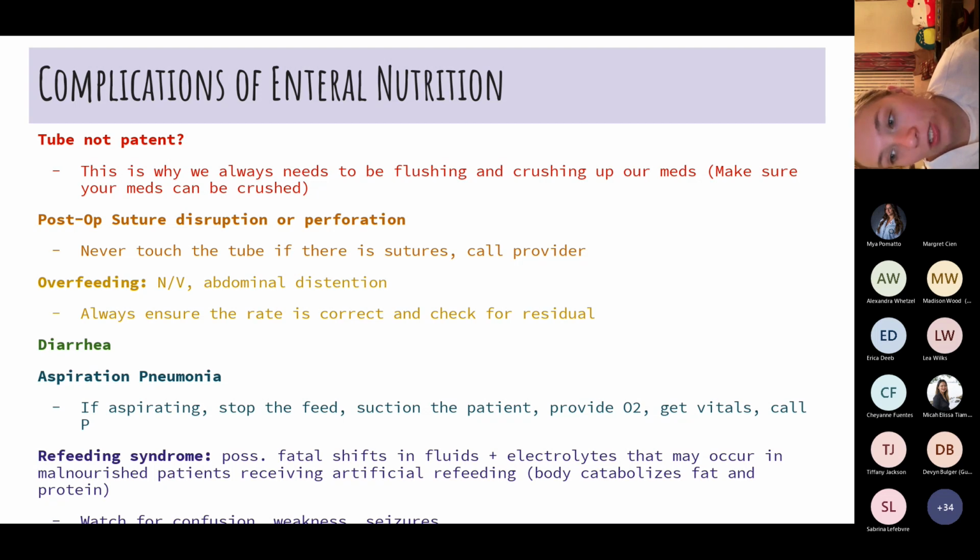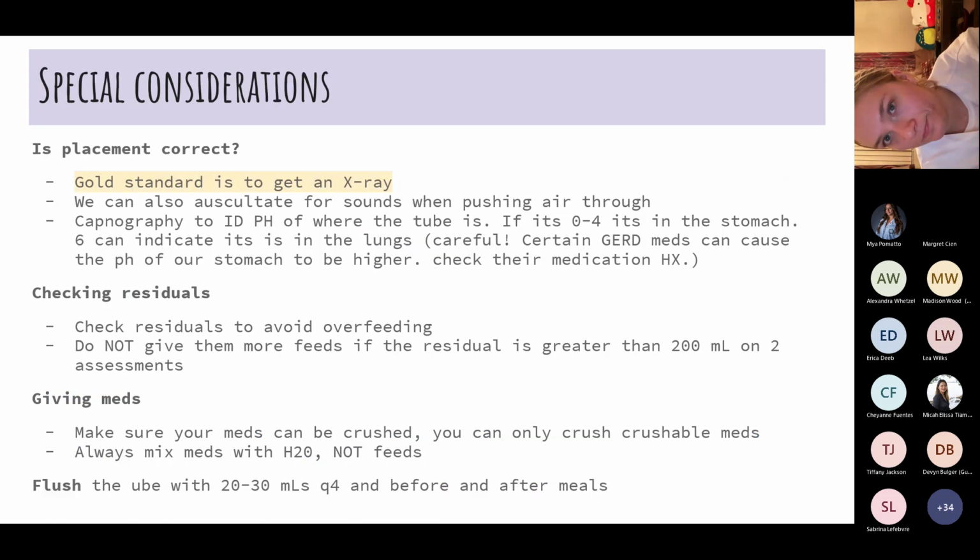Okay, aspiration pneumonia. We've talked about how we can keep our patients safe, but in the event they do aspirate, you stop the feed, you suction them, you give them some oxygen, you get a set of vitals, and you call the provider. Refeeding syndrome is an issue when we feed someone too fast who was pretty malnourished prior. The body goes into a state of shock, forgets how to digest food, and starts catabolizing fat and protein, which can cause confusion, weakness, and seizures.